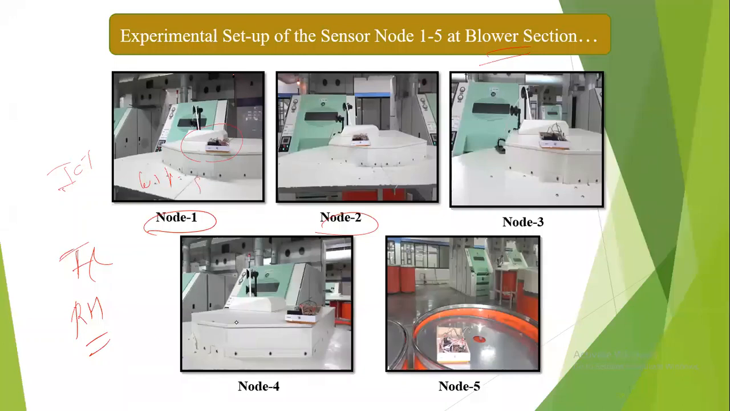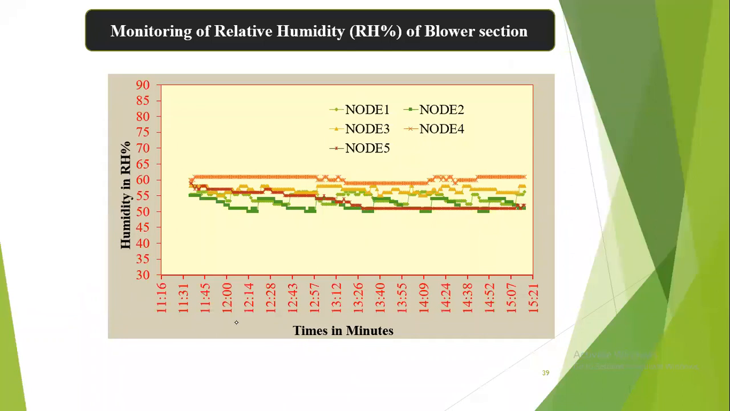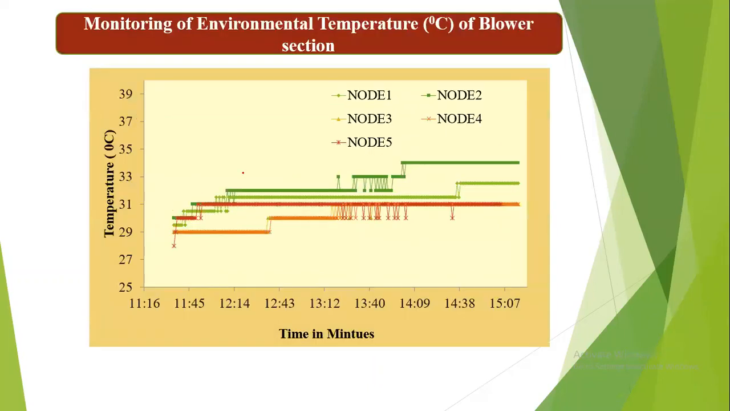Now, as far as site-specific variability is concerned, this is the humidity graph. You can see the humidity varying from 50% to 60% relative humidity. This is the site-specific variability. As far as temperature is concerned, we observed that the temperature varies in the area from 29 degrees Celsius to 34 degrees Celsius. This is the range, and this is the actual reality.